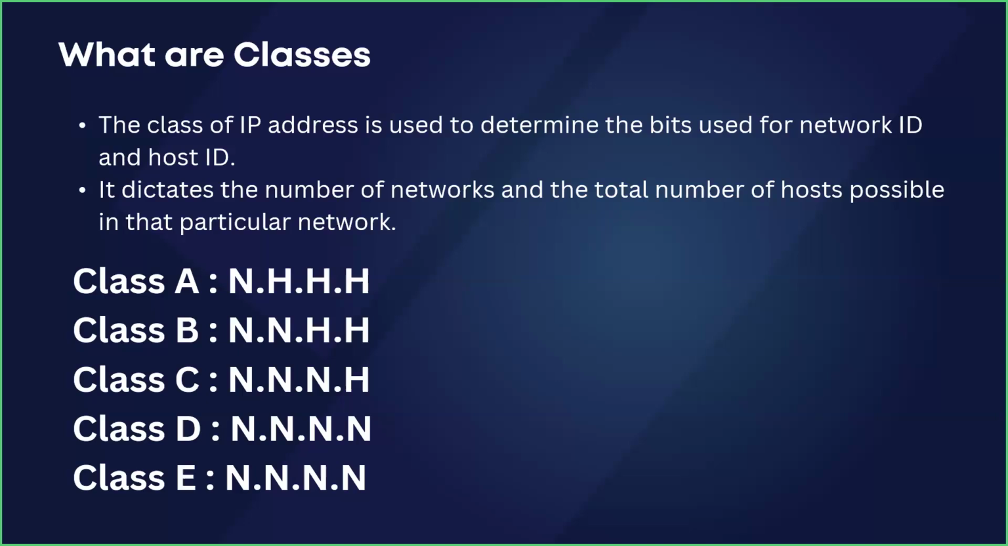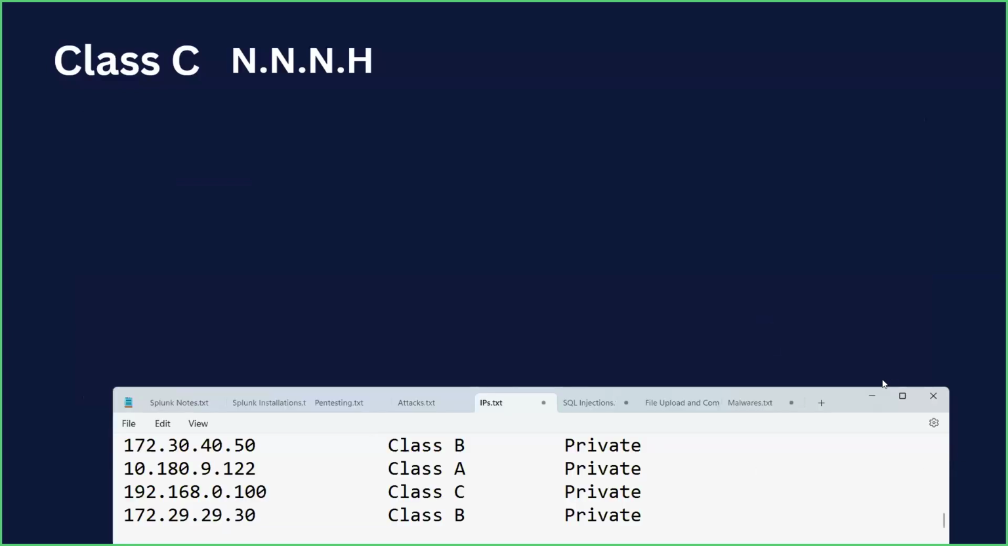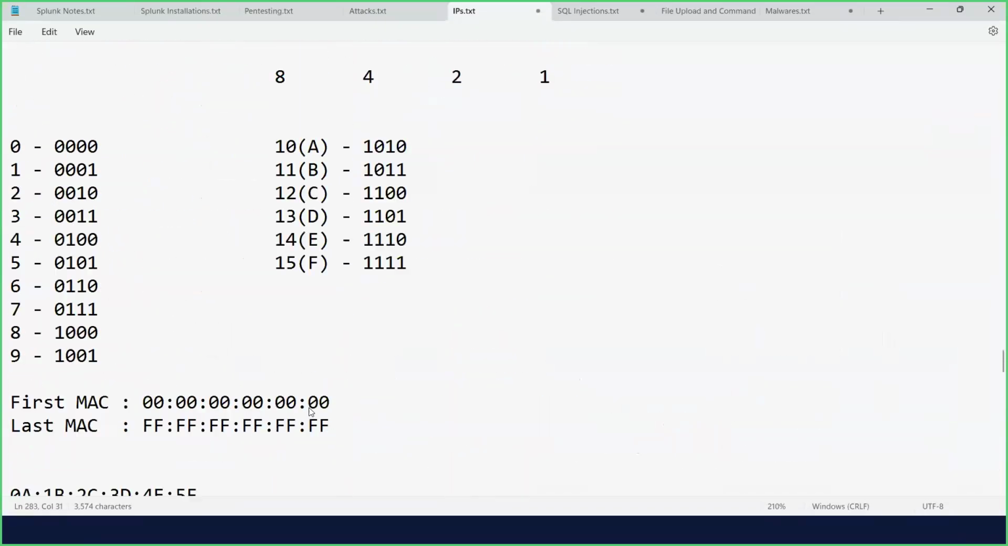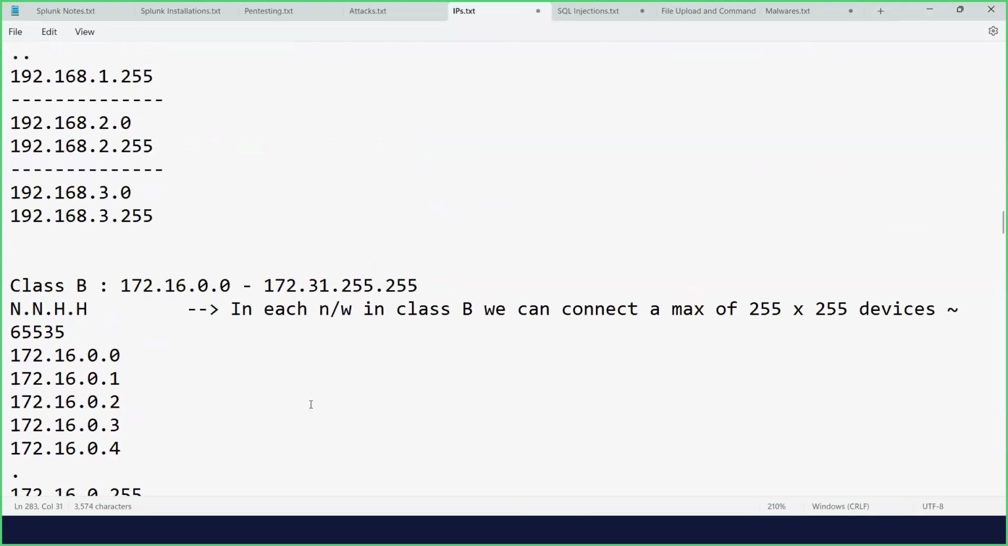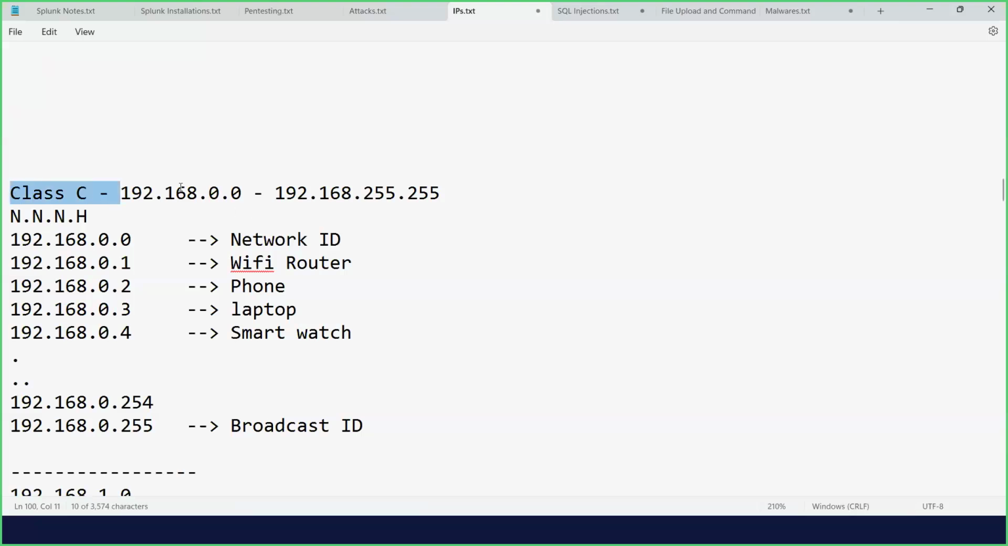Class C has three network portions and one host portion. Okay. So when we take the example of Class C with 3 network portions and 1 host portion, the Class C private IP starts at 192.168.0.0. If you all remember, I have written down the same range over here. Yes, so Class C's private IP is from 192.168.0.0 to 192.168.255.255. Okay, and I've written down that same first IP over here, 192.168.0.0. Okay, and we all know now that Class C has 3 network portions and 1 host portion.